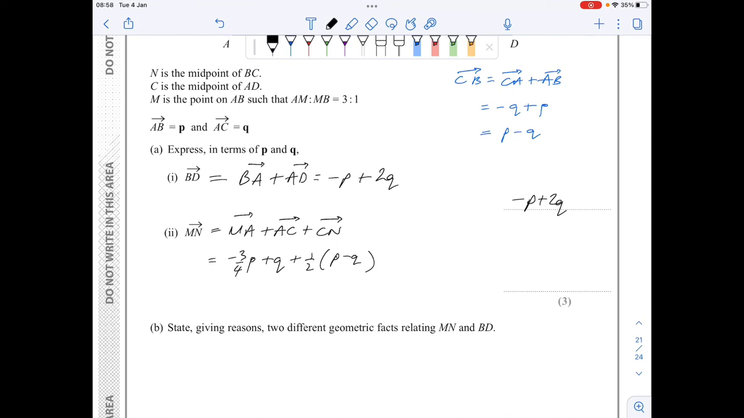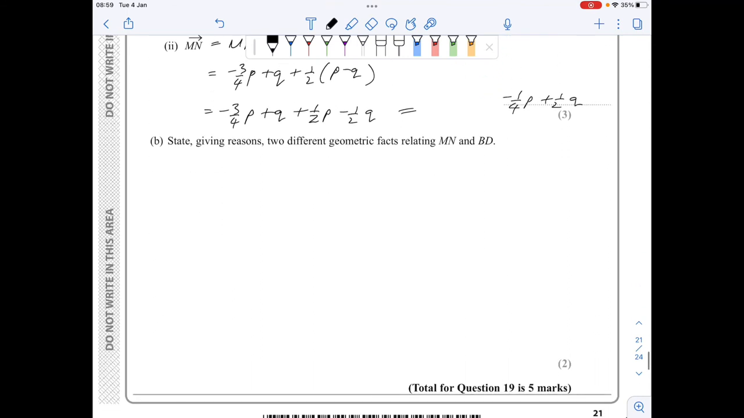So let's expand and then simplify. So I've got minus 3/4 of P plus Q plus a half of P minus 1 over 2 Q. And if I simplify, this will come out to be minus 1/4 of P plus a half of Q.